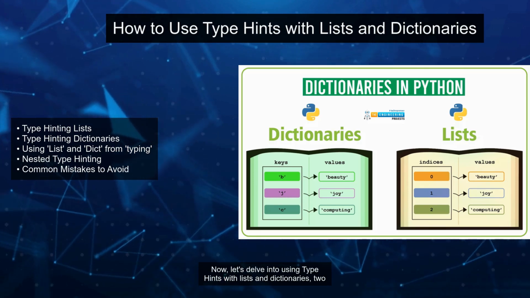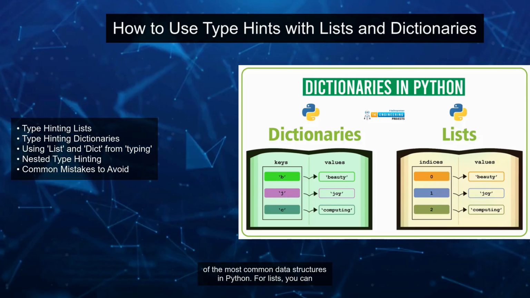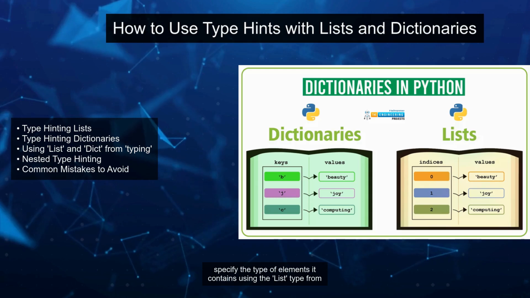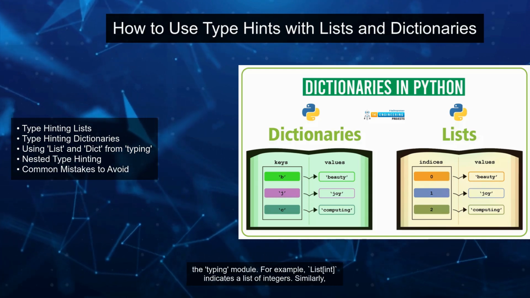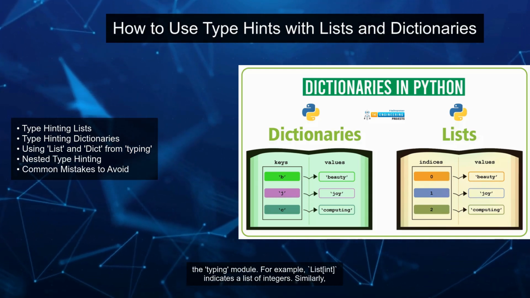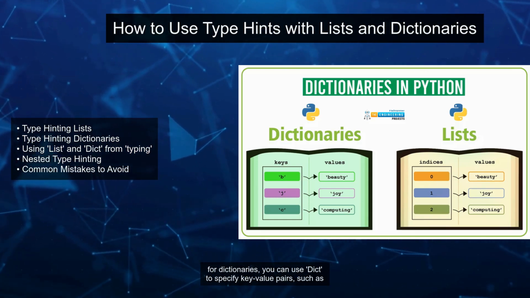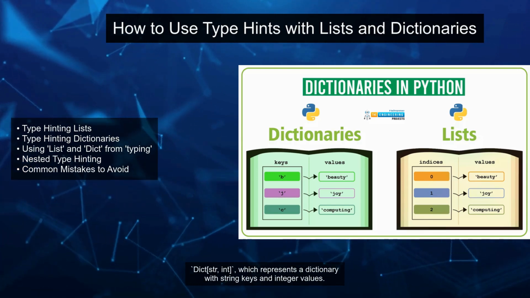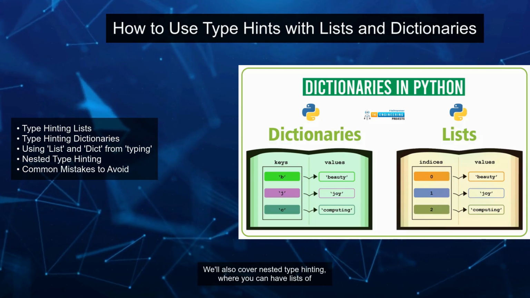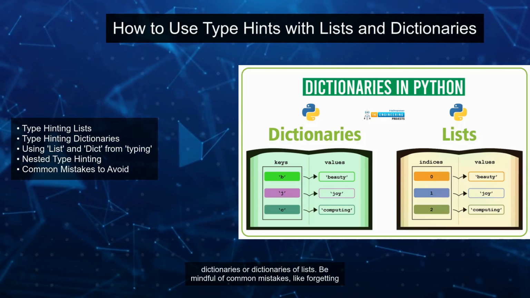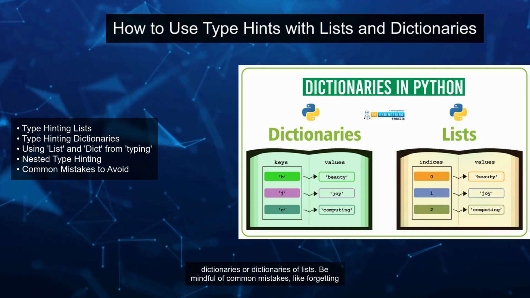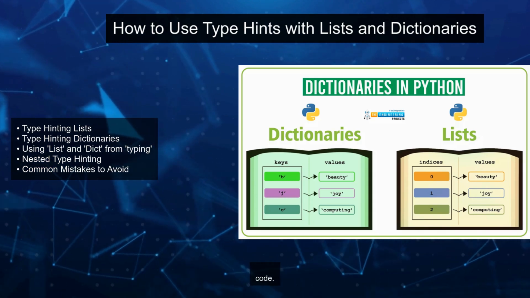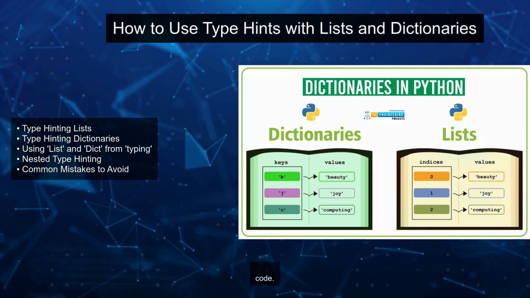Now, let's delve into using type hints with lists and dictionaries, two of the most common data structures in Python. For lists, you can specify the type of elements it contains using the List type from the typing module. For example, List[int] indicates a list of integers. Similarly, for dictionaries, you can use Dict to specify key-value pairs, such as Dict[str, int], which represents a dictionary with string keys and integer values. We'll also cover nested type hinting, where you can have lists of dictionaries or dictionaries of lists. Be mindful of common mistakes, like forgetting to import the necessary modules, which can lead to errors in your code.